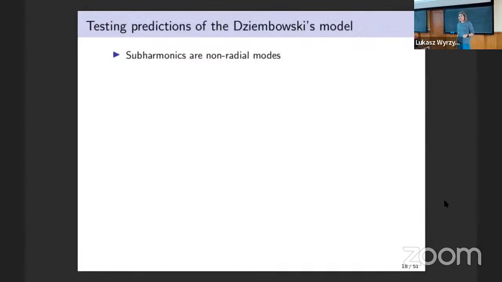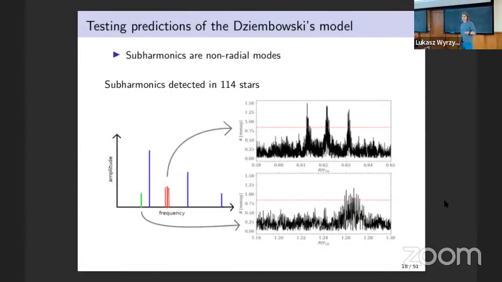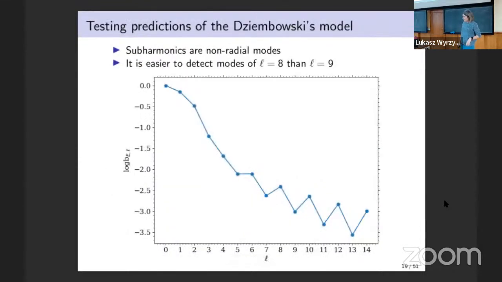So with such a huge sample, I could test the predictions of the model that was proposed by Professor Dziembowski. In this model, where the subharmonics are non-radial modes, it's really important to have stars that have subharmonics. So I detected those subharmonics in 114 stars from the sample. Just to remind you, these are those signals in the lower panel. And if the theory is correct, it should be easier to detect non-radial modes of degree 8 than of degree 9.